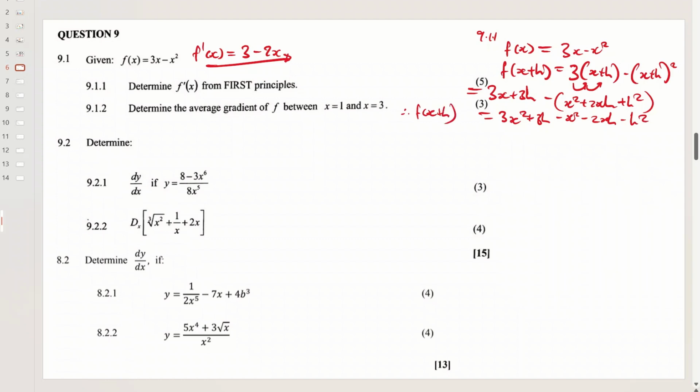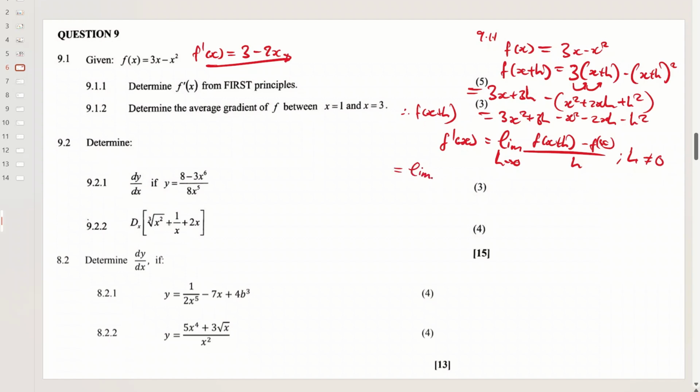What's your next step? You write down the first principle formula. f prime of x is the limit as h approaches 0 of f at x plus h minus f of x, everything divided by h, where h cannot be zero. So now make the substitution.